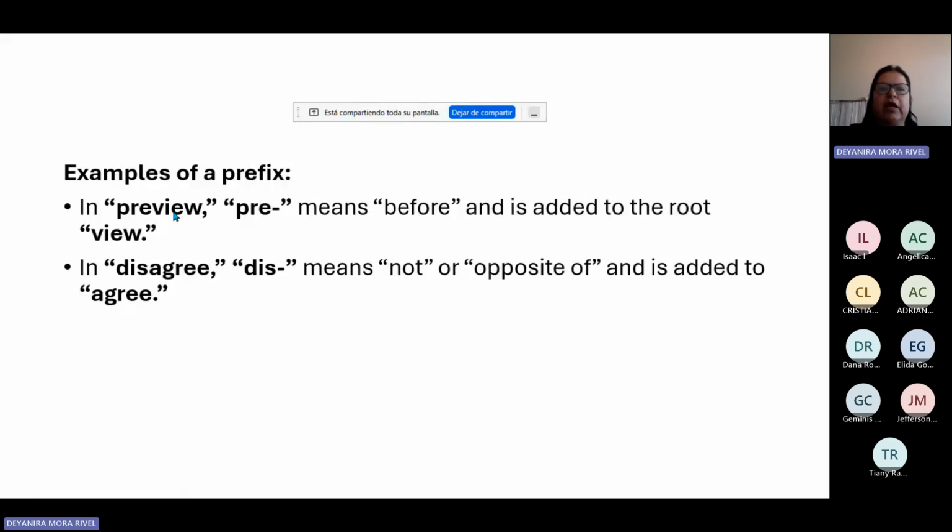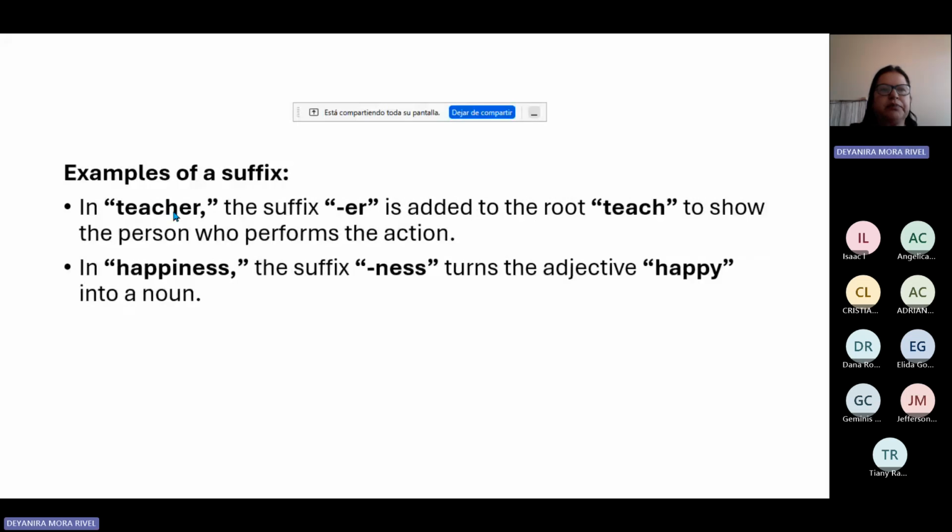For the people that just came in, that's what we just studied. And here we have examples of a suffix. So we have teacher, which can be divided into the verb teach, which is free, and er, which is bound, right? And er means the person who performs the action. So a teacher is a person who teaches.